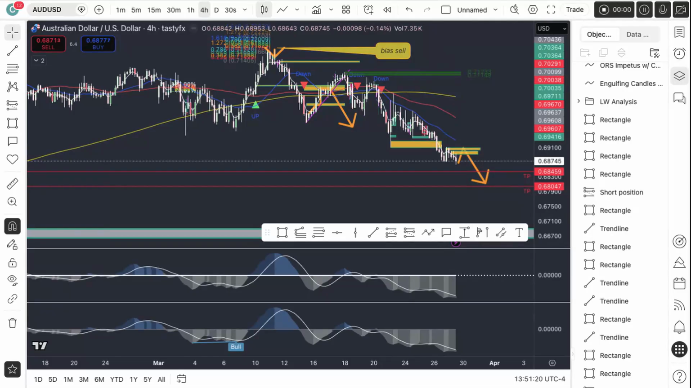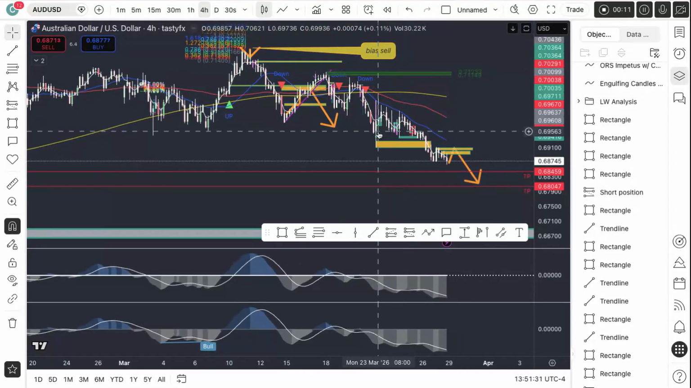Weekly outlook for the week of Sunday, March 29th, all the way until Friday, April 3rd. So I'll be doing the same pairs: AU, EU, GU.